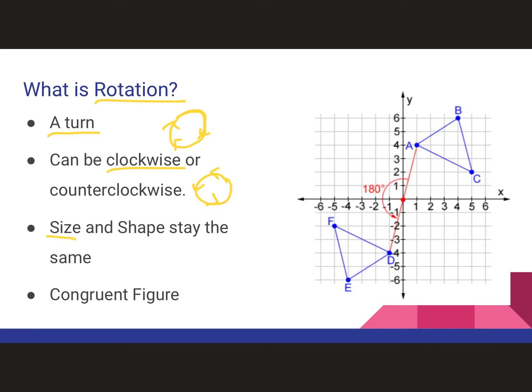Things to remember, the size and the shape stay the same, and it makes a congruent figure. That means the figure is exactly the same. You'll notice that it actually looks like I literally picked it up and flipped it 180 degrees. This is a 180 degree rotation shown here. So point D rotated around and became point A. Point F rotated around and became point C. Point E rotated around and became point B.